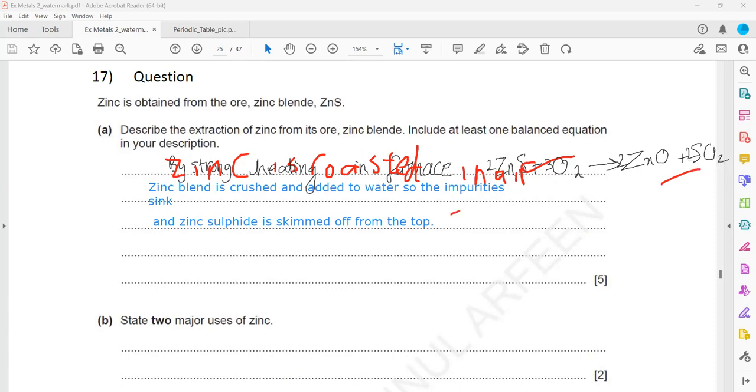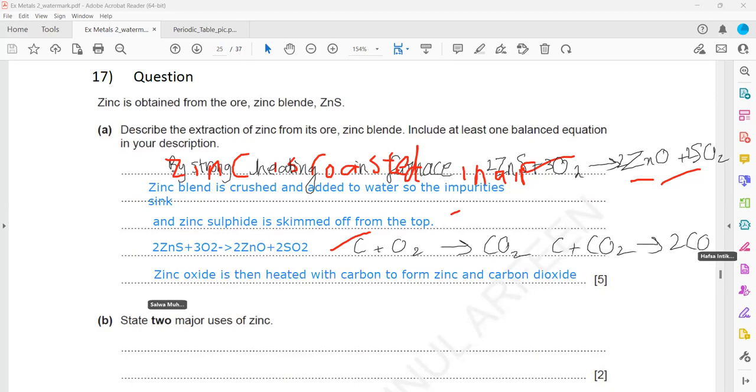Then zinc sulfide reacts with oxygen to give zinc oxide. Then zinc oxide is heated with coke or carbon. Carbon reacts with oxygen to give carbon dioxide. Carbon dioxide reacts with more carbon to give carbon monoxide. This is also correct, this is also the right sequence. Yeah, this is correct.